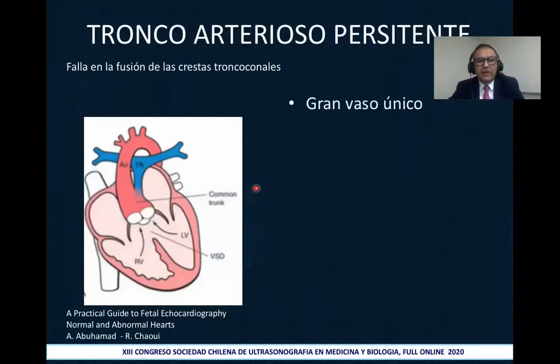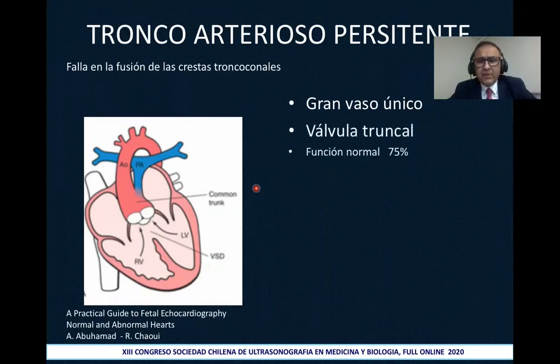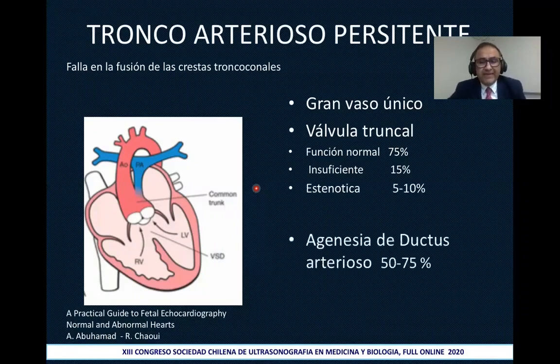Let us review the other conotruncal condition, namely truncus arteriosus, which results from a failure of fusion of the truncoconal ridges. It is a large vessel that arises from the central portion of the heart and has a truncal valve that may have 2 to 6 leaflets. This valve may have normal function in 75% of cases, may be insufficient in 15%, or may be stenotic in 5% to 10%, and agenesis of the ductus arteriosus occurs in 50% to 75%.